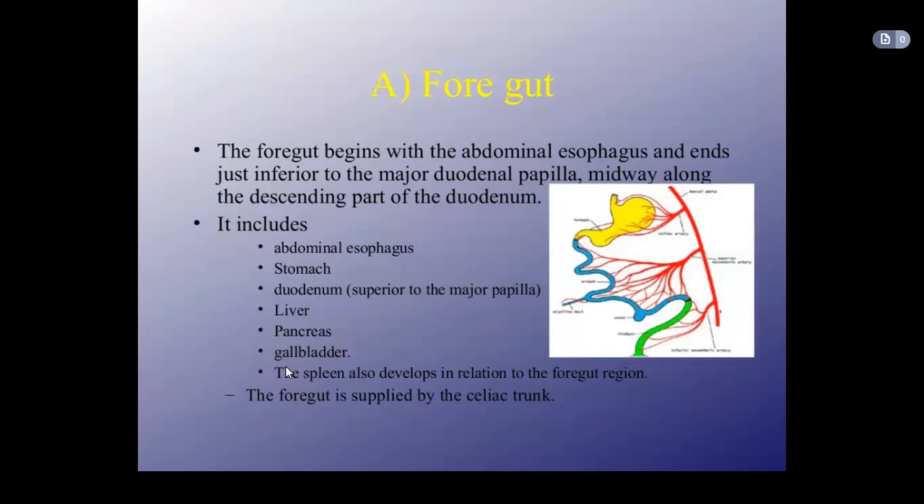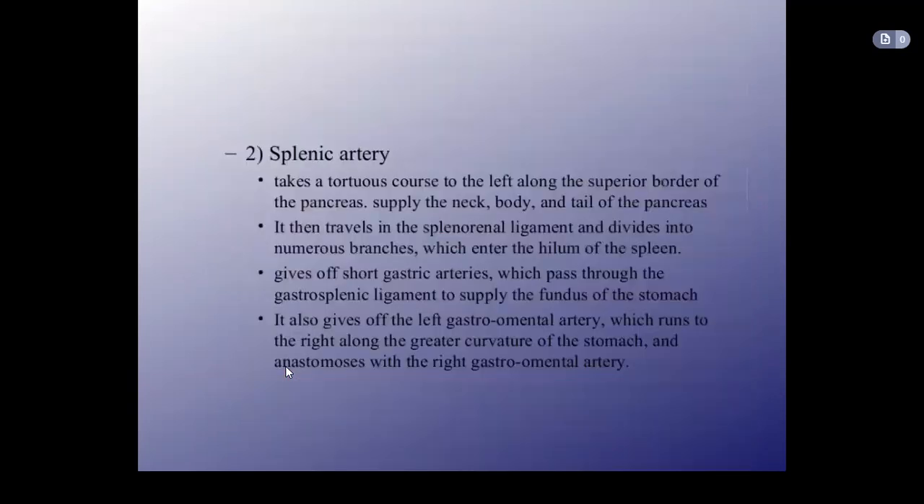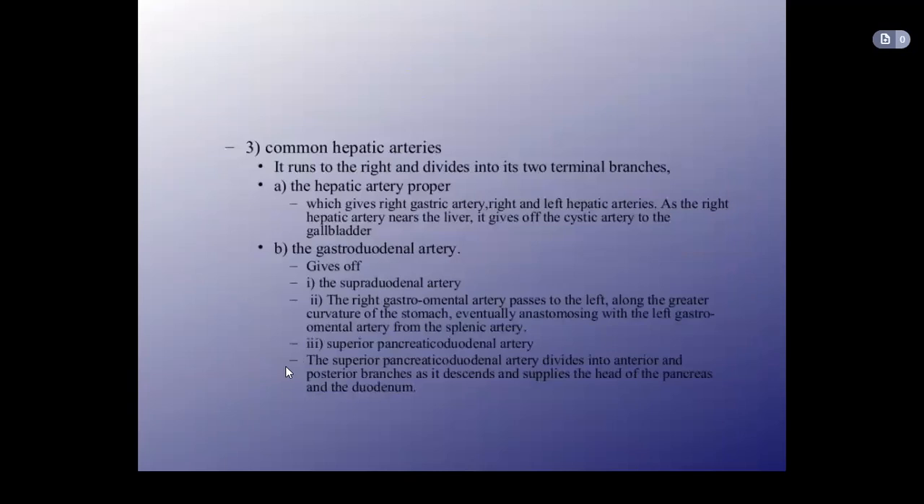And then we said that the celiac trunk, which is the blood supply to the foregut, is made up of different branches. By the way, the organs of the foregut you should know: abdominal esophagus, the stomach, the duodenum, the liver, the pancreas, the gallbladder, and then the spleen. All of these organs will be supplied by the celiac trunk, which has the left gastric artery, the splenic artery, and the common hepatic artery. All of these supply the foregut.